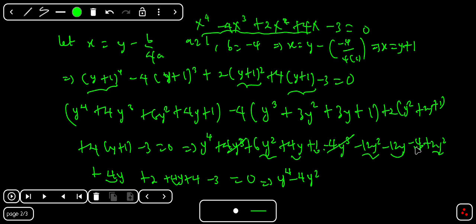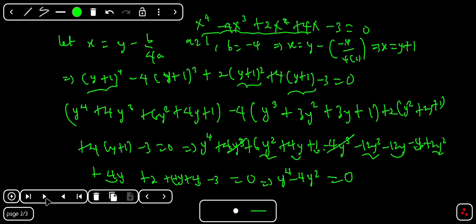Then negative 3 plus 2 will give us negative 1. Then negative 1 plus 4 will give us 3. 3 minus 3 will give us 0. So what you have now is y raised to the power of 4 minus 4y raised to the power of 2, which is equal to 0. That is beautiful. So let's move to the next page.